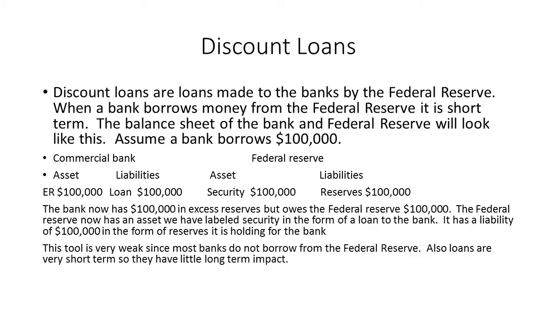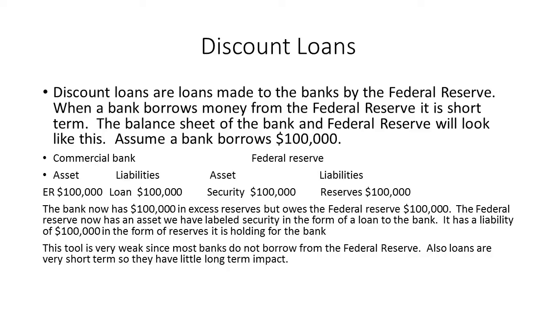So we assume we have a bank loan. The bank borrows $100,000. Well, that means the bank now has a loan on its books, a liability. The loan they got from the Federal Reserve, the discount loan, is $100,000, but they have $100,000 in excess reserves they can now loan out. On the other hand, what about the Federal Reserve? Well, they have a security in the form of the loan they have to the bank of $100,000, and they also have on their balance sheet $100,000 in reserves. That's really the bank's excess reserves. So the bank now has $100,000 excess reserves, but owes the Federal Reserve $100,000.